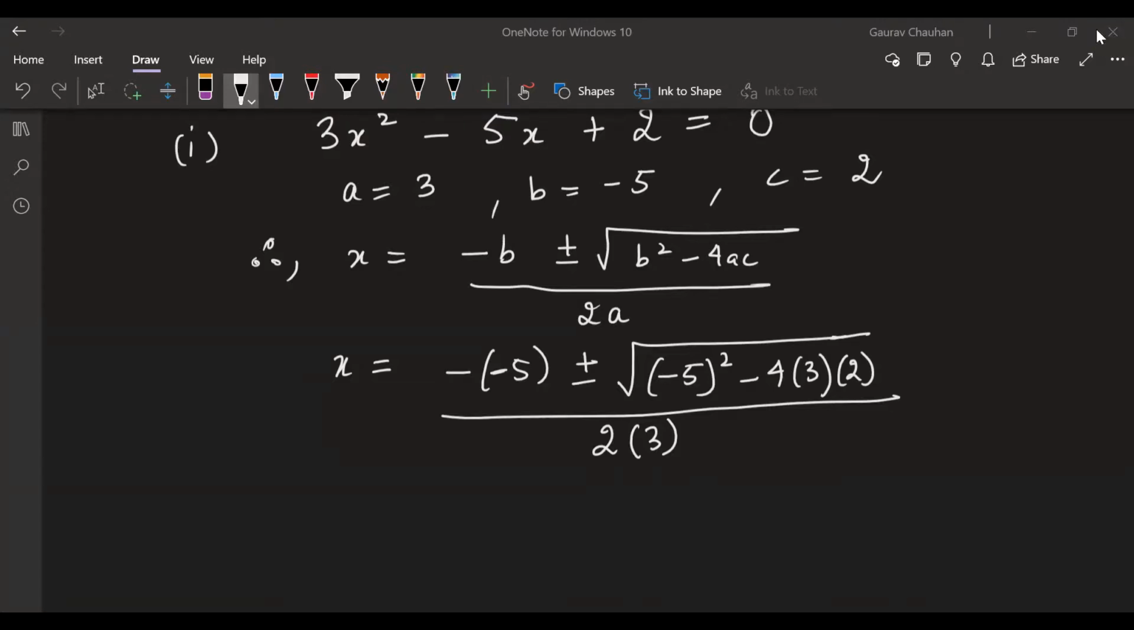Okay. Right now I'm still writing plus minus. I'll separate it later. I'm still writing plus minus. I'll show you what I'm going to do later. So let's simplify this first.